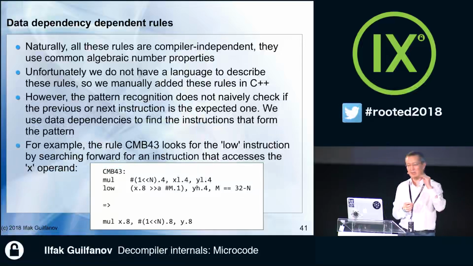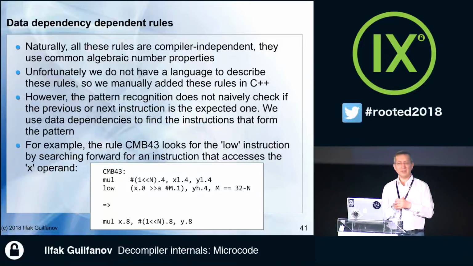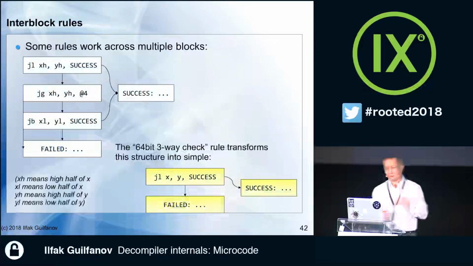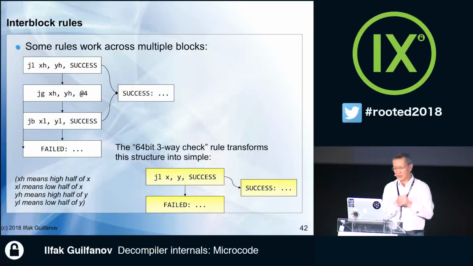But between the multiplication and the low instructions, there can be other instructions. We don't really impose anything here. We just check. We just look at the data dependencies. For example, we will look for the instruction that accesses the X operand, and we will eventually find the low instruction. If you don't find it, then too bad, then the rule will not be applied. More about the dependency rules and data flow analysis I will tell you a bit later. Let me continue with other things right now.